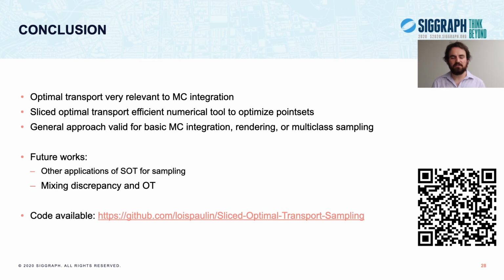Some work that remains to be done is exploring the use of sliced optimal transport for different kinds of sampling applications, like for optimizing another sampler than ours. Plus, we saw that discrepancy and sliced optimal transport have different qualities, and maybe there is a quality measure that mixes both of them and gives good results.